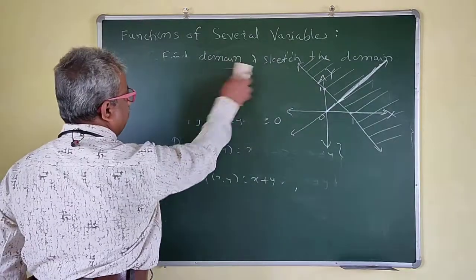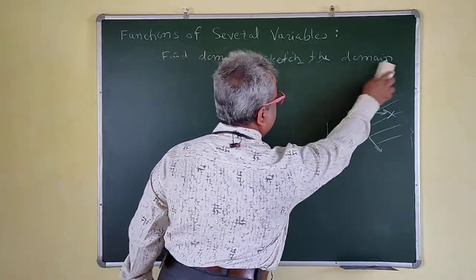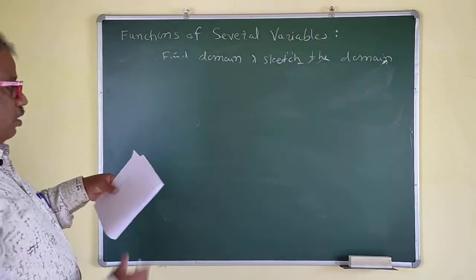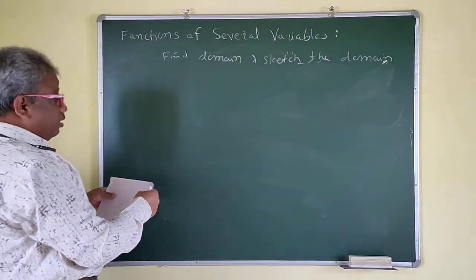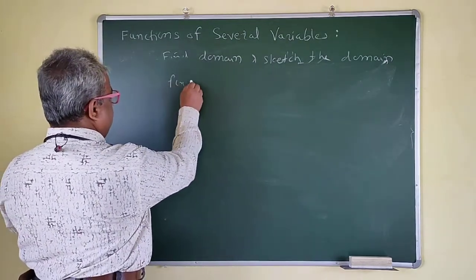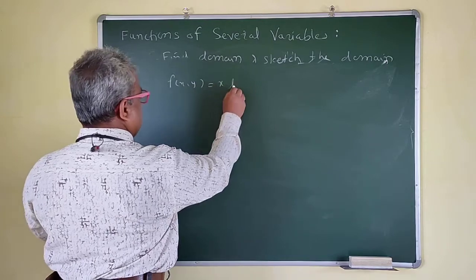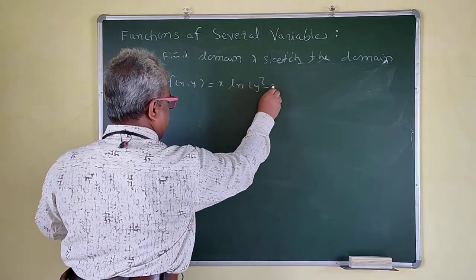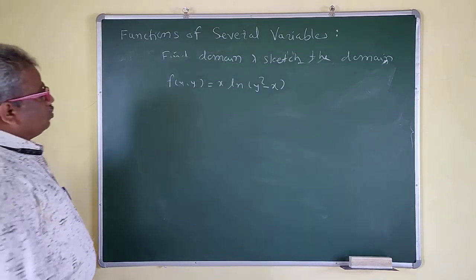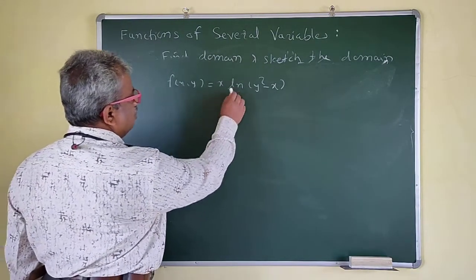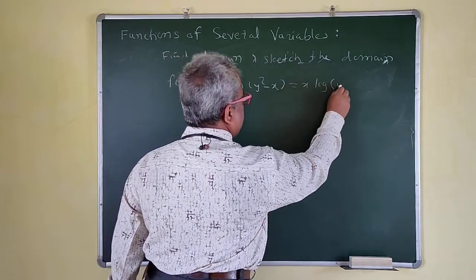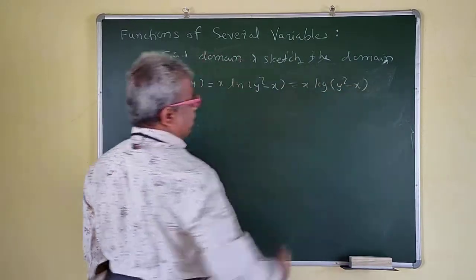Now we take the second problem. Again you have to find the domain and sketch that domain also. So f of x y is x times ln of y square minus x. Here ln means log, so this is x log of y square minus x.